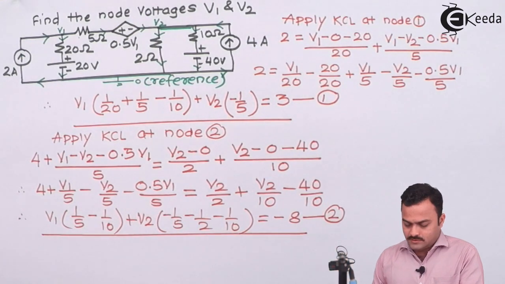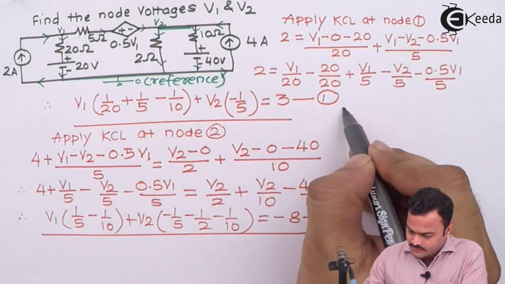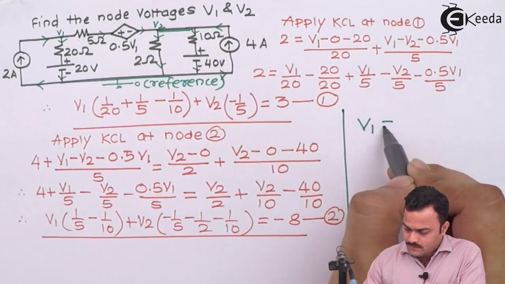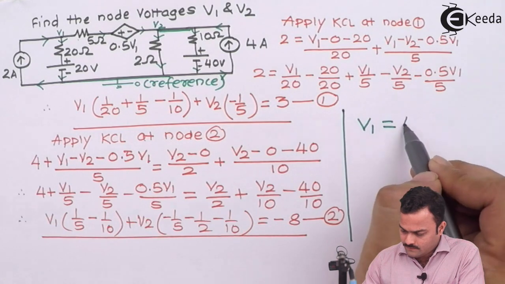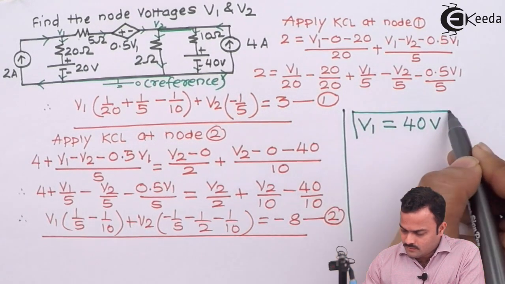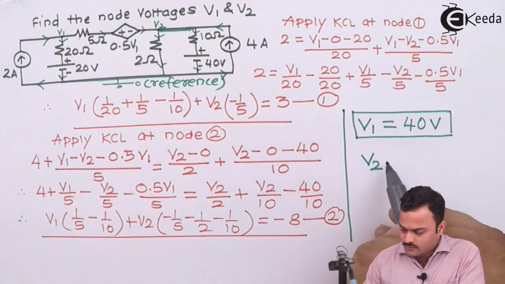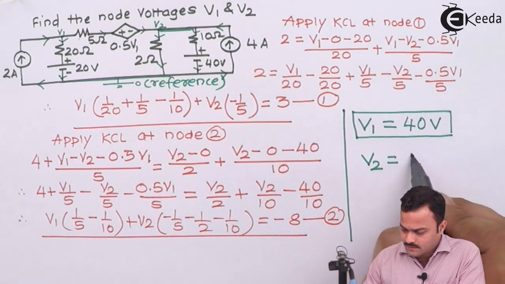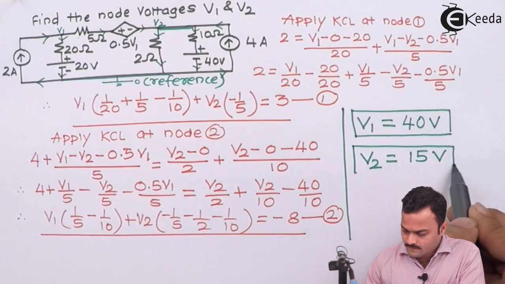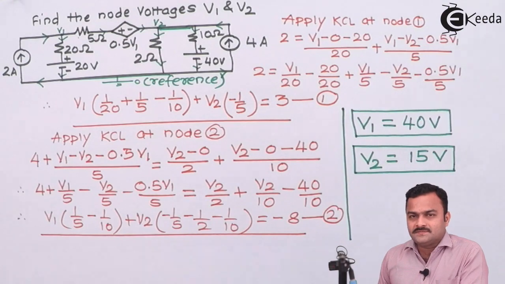You are having two nodes, so two equations are required. We have got two equations. After solving these two equations, we will get V1 as 40 volt, node 1 voltage as 40, and node 2 voltage as 15 volt. This is the answer. Thank you.